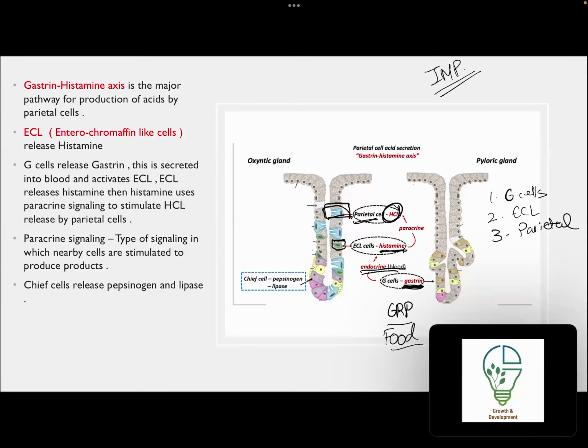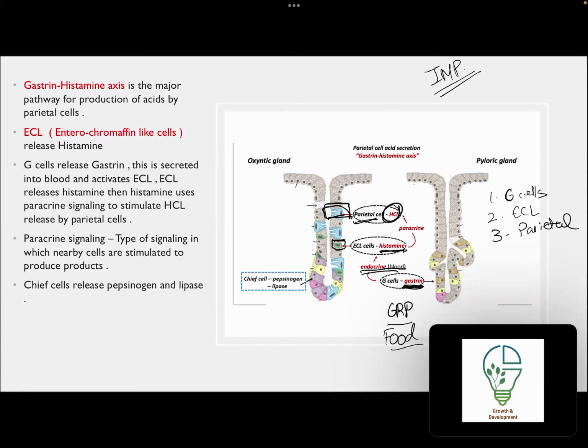In case you do not know what paracrine signaling means, it's a type of signaling in which nearby cells are stimulated to produce products. So it only works on nearby cells. And as you can see, the ECL and the parietal cells are present in the gastric pit. So they're present close to each other. So in this case, paracrine signaling is more than enough for the communication.